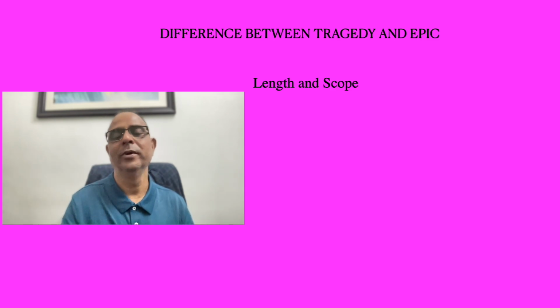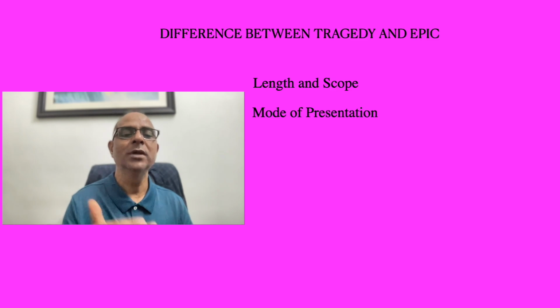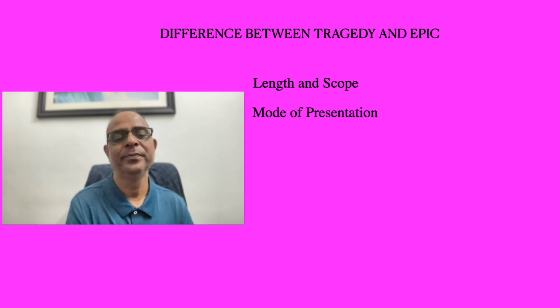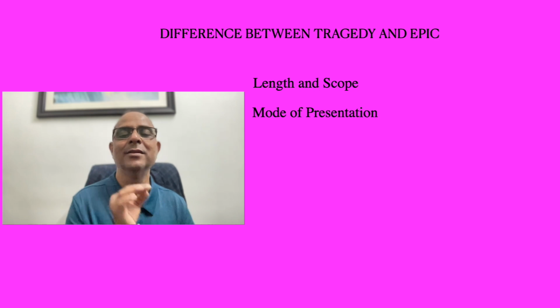Epics are narrative poems. Another difference, how epic is different from tragedy. Epics are narrative poems in terms of mode of presentation. Epic is narrative. It is narrated, which means that they are recited or read. Epics rely on the narrator's voice to tell the story and can include various episodes and digressions.